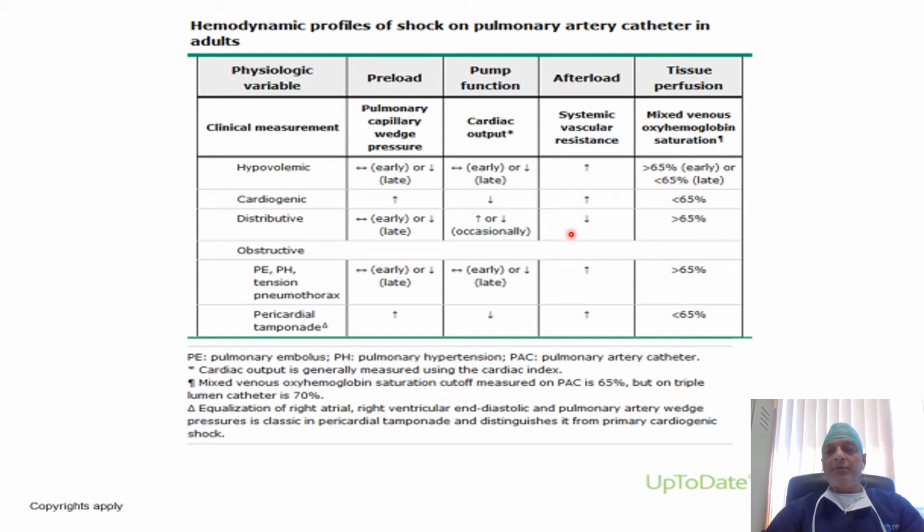For ease of use, if you do not have advanced monitoring in place, you can use JVP for the pulmonary capillary wedge pressure, and for systemic vascular resistance, you can use the peripheries, meaning whether they are warm or cold. If the peripheries are cold, you can say systemic vascular resistance is high, and if the peripheries are warm, you can say systemic vascular resistance is low.